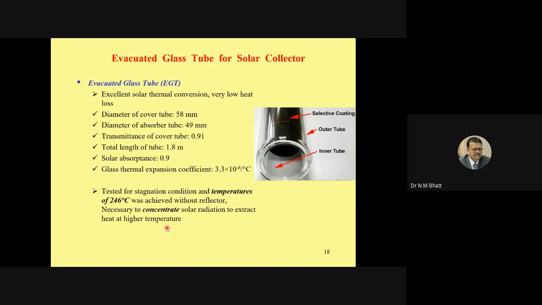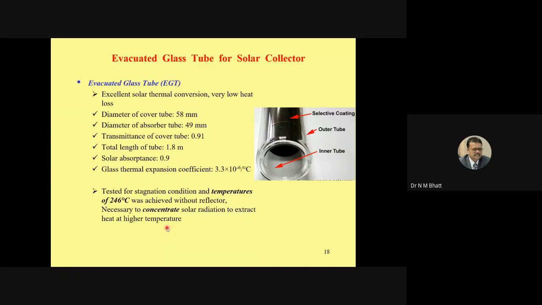The stagnation condition, I think the majority of you are aware of what it is. In stagnation condition, the heat extraction from the collector is 0. That means efficiency is 0. You don't allow the heat extraction, so whatever heat is there will be trapped within the collector and will raise the temperature of the absorber and the fluid inside the collector. So that particular ETC or EGT, evaporated glass tube, was tested for the stagnation condition, and we achieved a temperature of around 246 degrees centigrade.